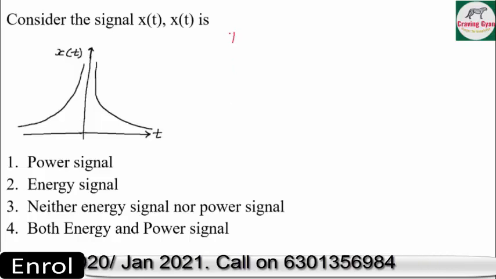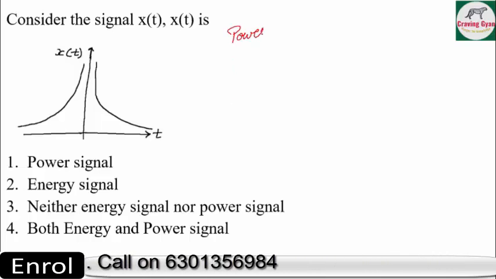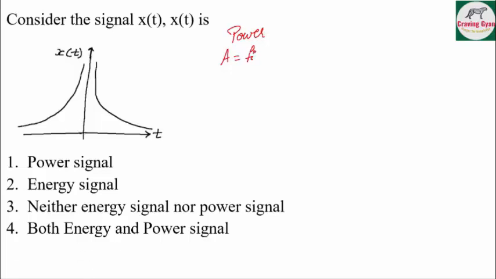Now what is the definition of power signal? A power signal is one whose amplitude should be equal to a finite value at plus or minus infinity. Now what do you mean by energy signal? An energy signal is one whose amplitude equals 0 at plus or minus infinity. So no signal can be a power signal as well as an energy signal. So option 4 will be the wrong option.